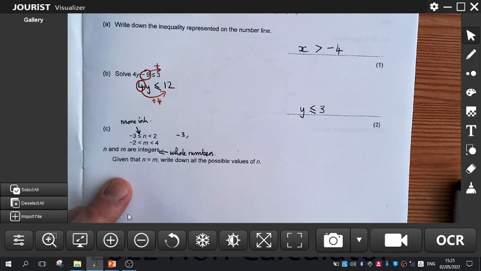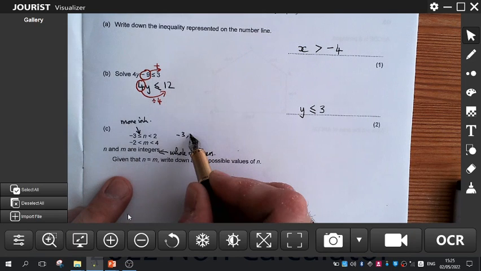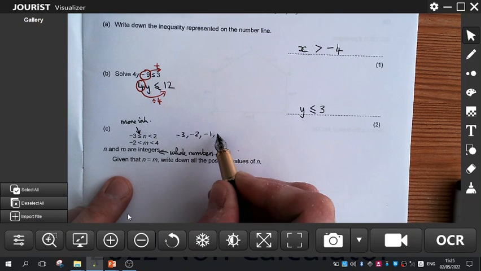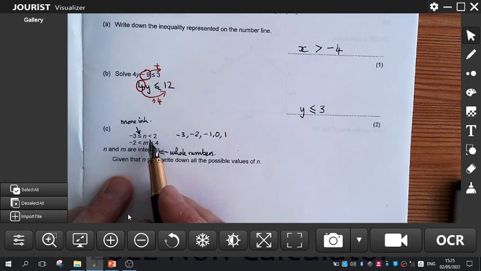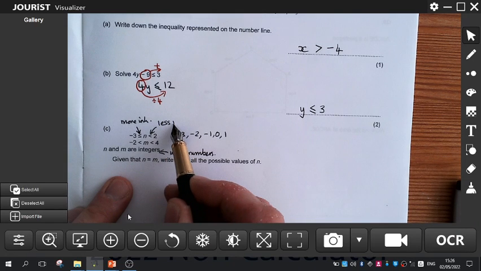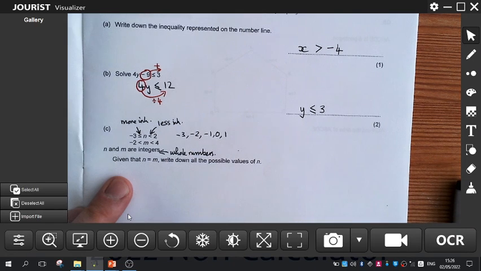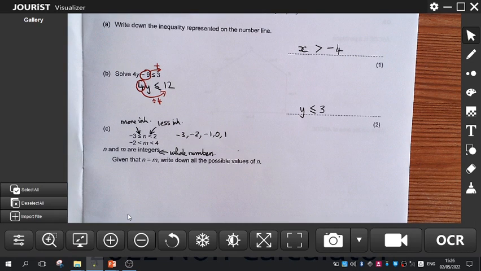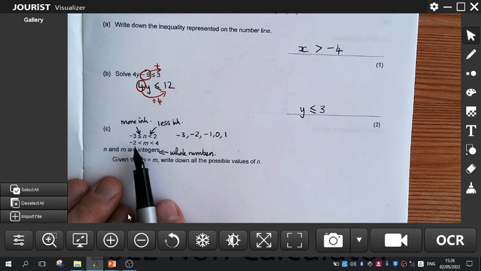It's all the numbers between -3 and 2, so it's -3, -2, -1, 0, 1. We do not include the 2 because they've used less ink there. Then we move to what m can possibly be, and I'll swap colour. M, can it be -2?